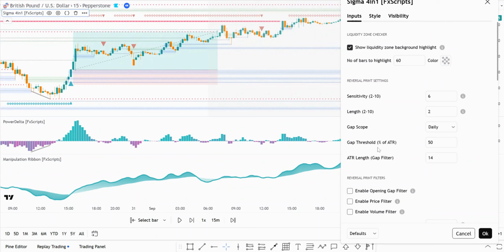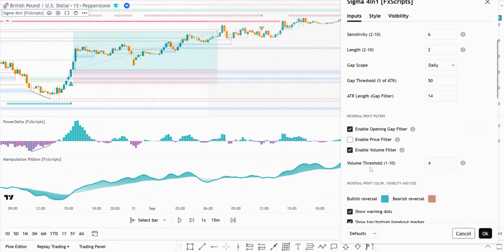Some additional filters have been added. So first one, opening gap filter. You'll see here that was actually a signal created by an opening gap. It can sometimes create false signals, so by enabling this, it cuts those out. We've also got a volume filter now with a volume threshold of 1 to 10. Default is 4, and that actually took out this other false signal.